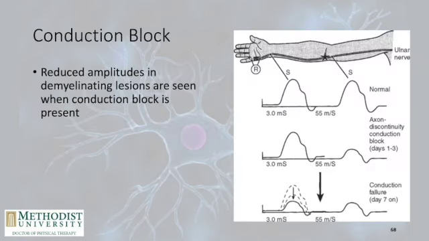Take a look at this slide. Basically, what this is showing is a conduction block. It's looking at reduced amplitudes in demyelinating lesions. Those are going to be present when a conduction block exists. Look at A, look at B, look at C, from the top down. The top is obviously giving you a normal, and then conduction failure is going to be the very bottom one.